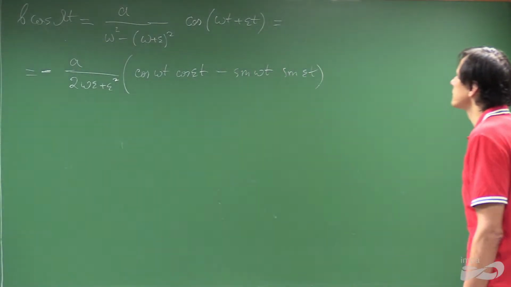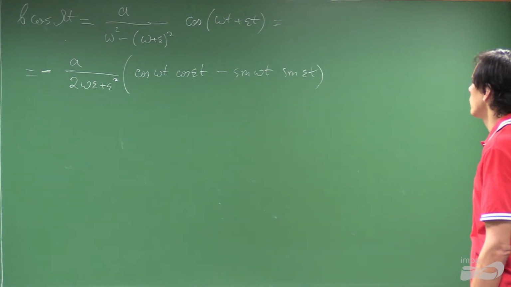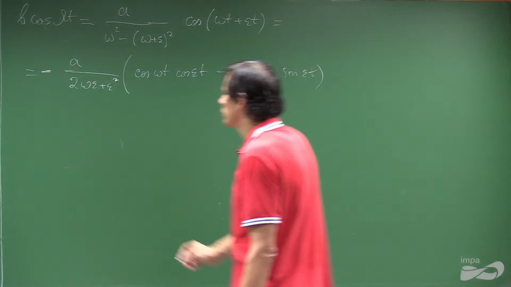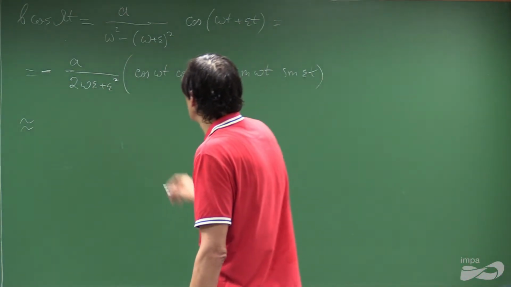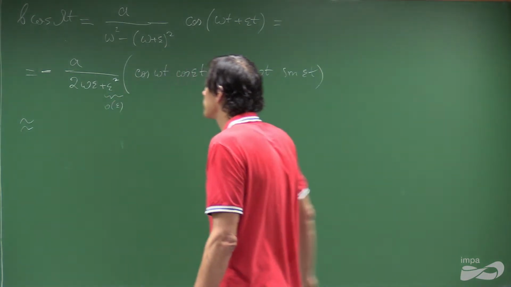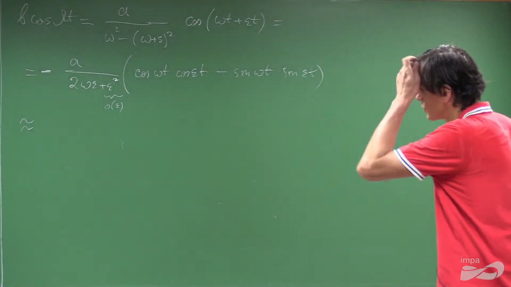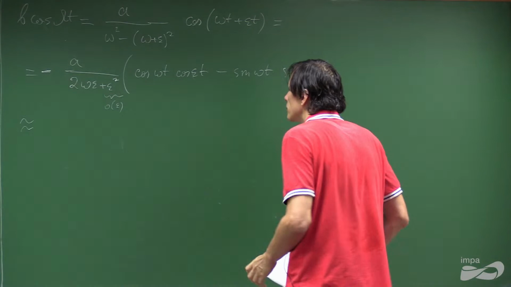Remember this formula, right? How to write cosine of the sum. So now the next step is to write the approximate relation when epsilon is small. So we will neglect everything which is of smaller order than epsilon. So we can remove epsilon squared here because it's much smaller than the first term.